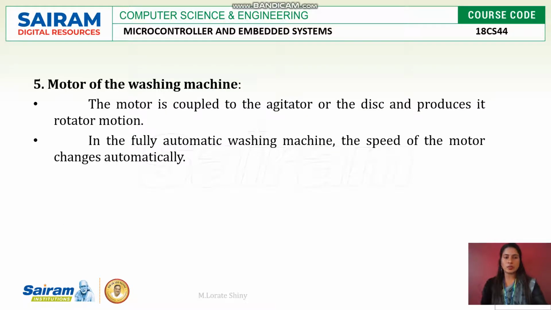Next one is the motor of the washing machine. Here the motor is coupled to the agitator, or to the disc in washing machines that have a disc, and it produces the rotary motion. There are multi-speed motors, in which the motor speed can be adjusted as required. But in a fully automated washing machine, the speed of the motor changes automatically according to the clothes loaded inside the washing machine.